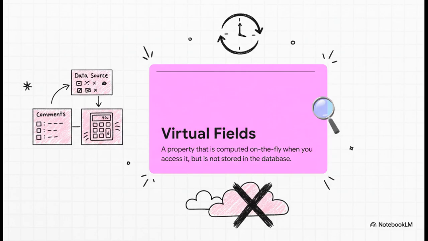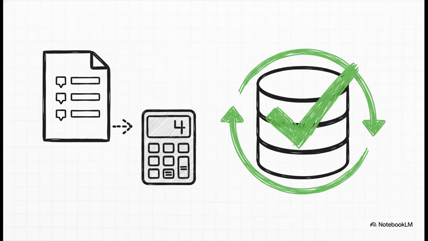And the perfect solution for this is something called virtual fields. The trick is, they don't actually exist in the database. They're not a piece of stored data. Instead, they're calculated for you on the fly whenever you ask for them. So for our comment count, it just looks at the comments array and says, hey, what's the length of this? Bam, done. And that's the absolute genius of it. No stored field means no sync issues. The data is always right because you're calculating it from the source of truth every single time you need it.